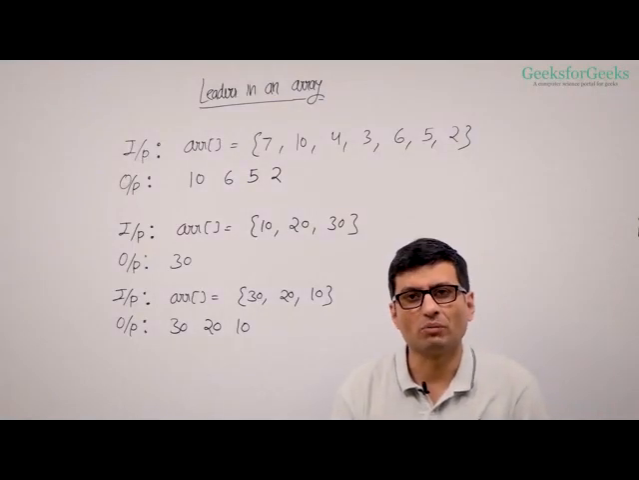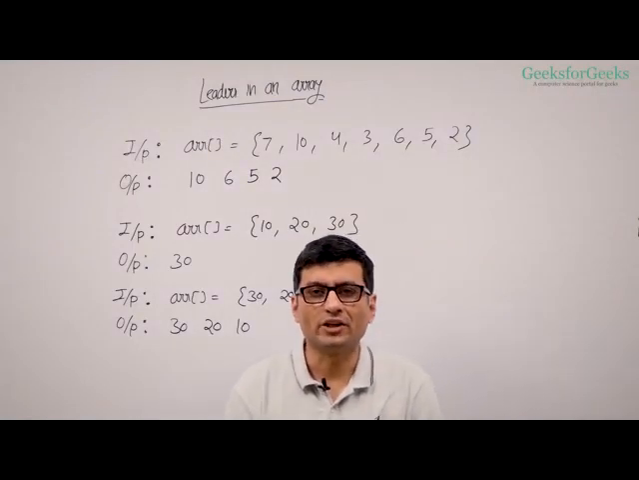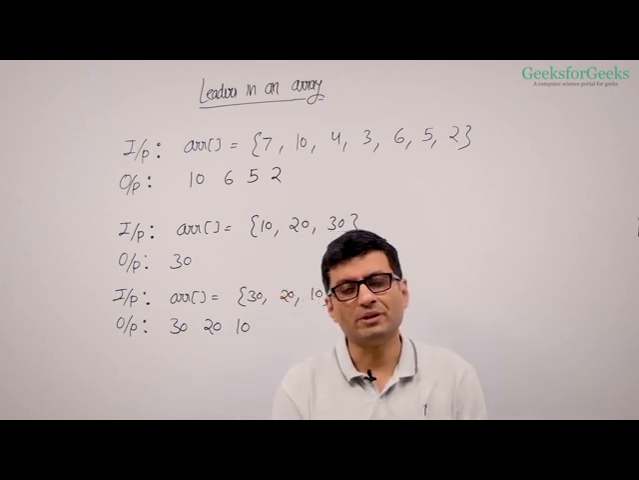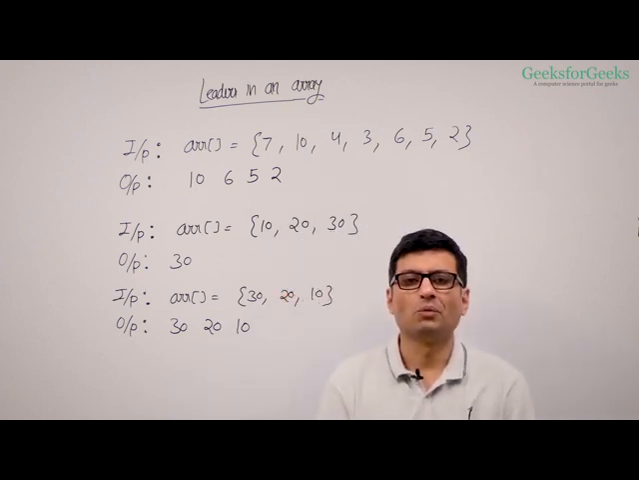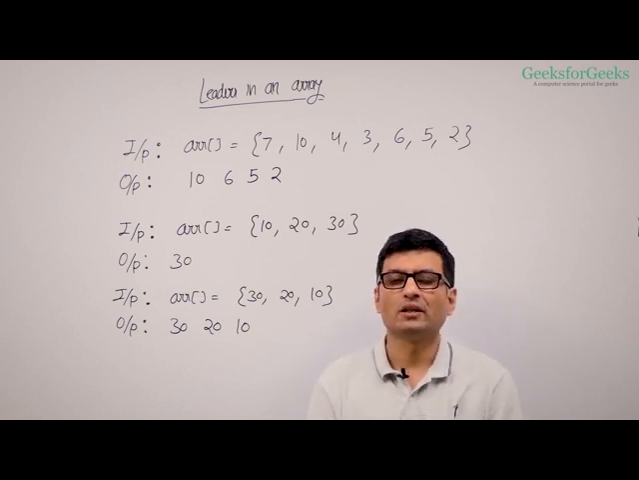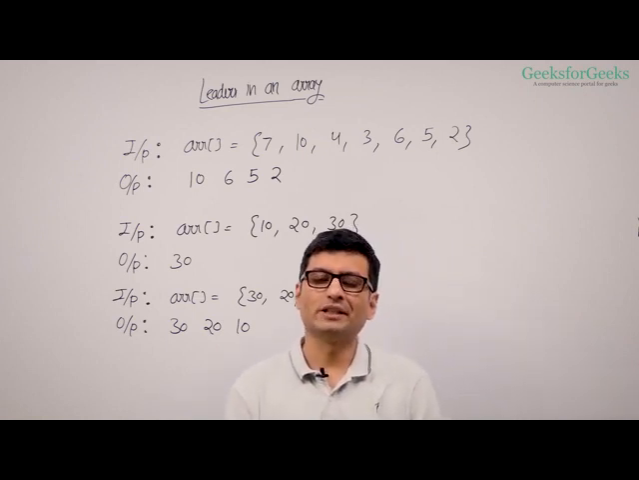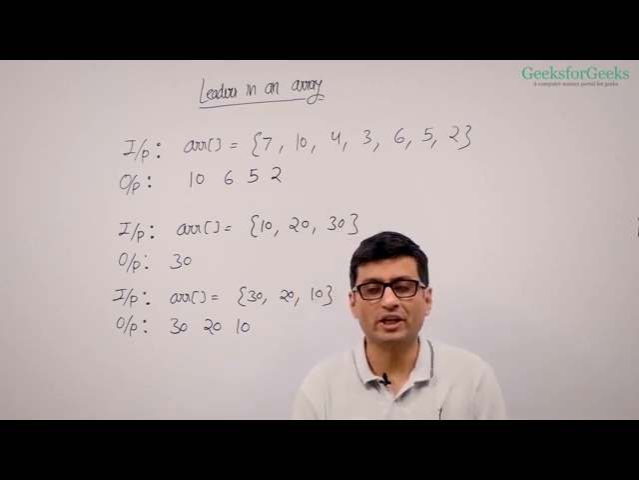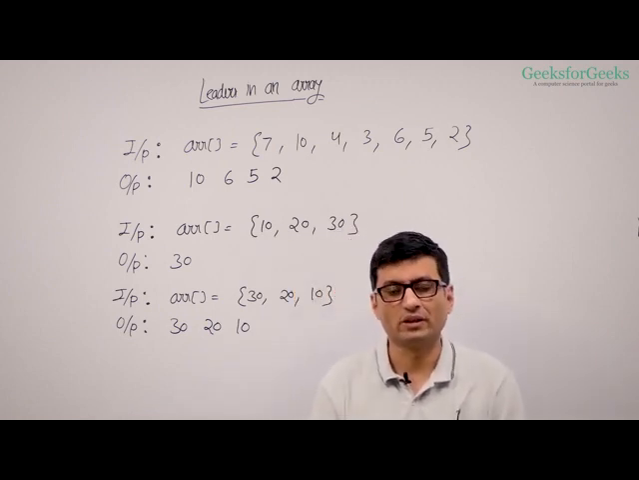Let us talk about this problem. We are given an array of integers. The array may be sorted or unsorted. We need to print leaders in it. Now, what is a leader in an array? An element is called leader if there is nothing which is greater than this element on right of it.